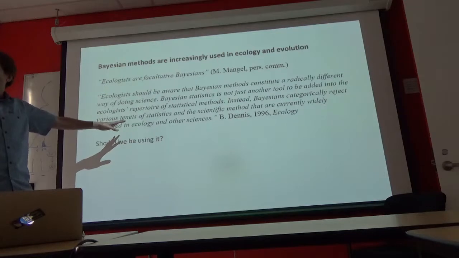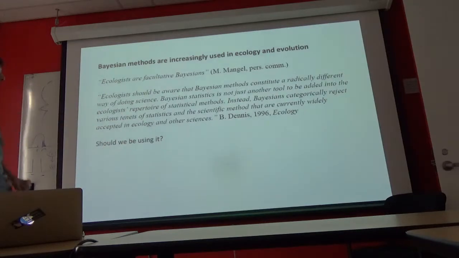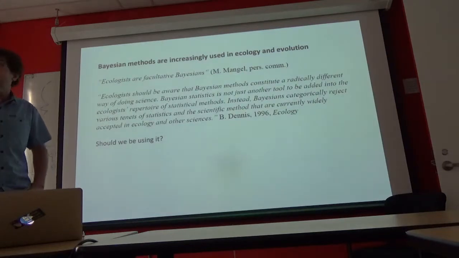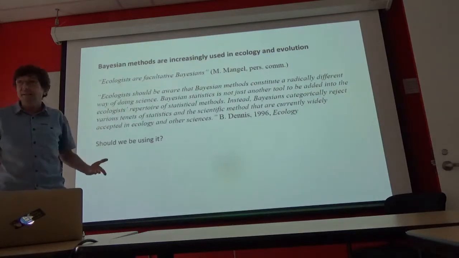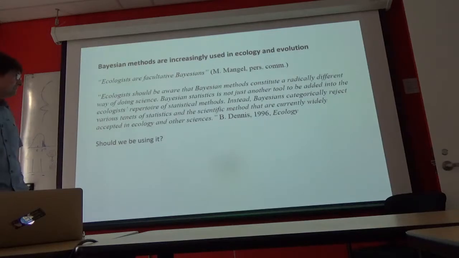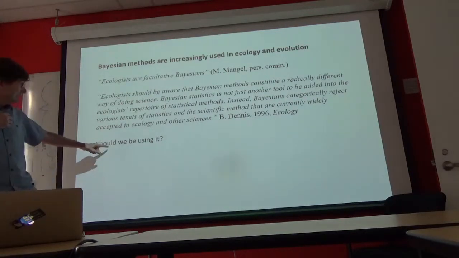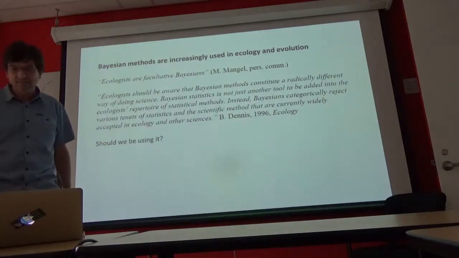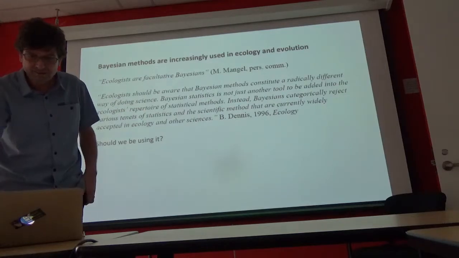Dennis has sounded the alarm, however. Ecologists should be aware that Bayesian methods constitute a radically different way of doing science. Bayesian statistics is not just another tool to be added to the ecologist's repertoire of statistical methods. Mangel says that's exactly what ecologists are doing. Instead, Bayesians categorically reject various tenets of statistics and the scientific method that are currently widely accepted in ecology and other sciences. Is it dangerous? Should we be using it, or should we stay away? Well, it depends.